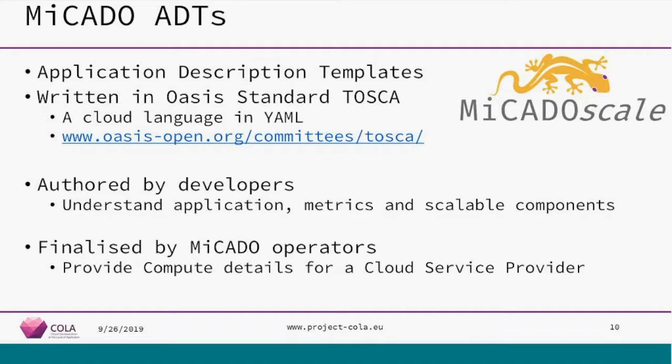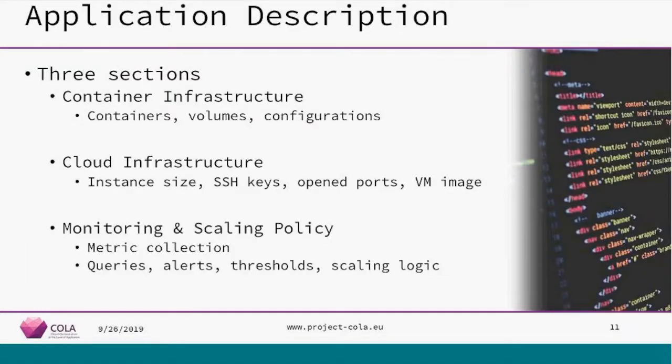Of course, there'll usually be some final additions to be made by whoever's eventually launching this, as we can choose basically at deployment time which cloud service provider we want to use. So we're able to provide specific compute node instance details for a specific cloud service provider, having taken a general ADT that's been authored by some developer.